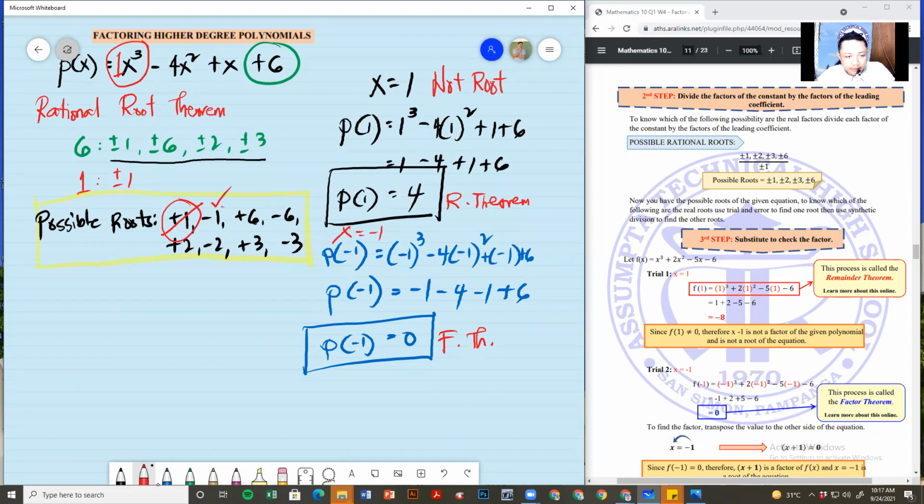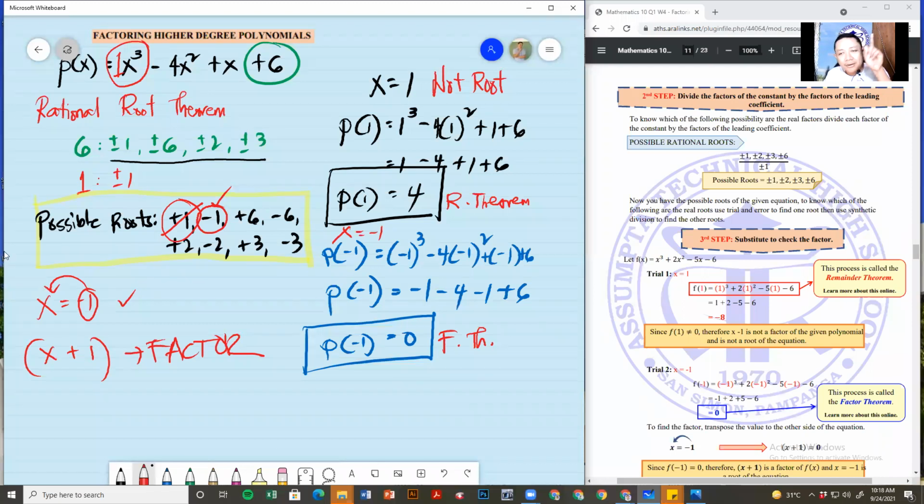Okay na to. This is 1. Finally, we got one factor. So, this is the root. Para makakuha na tayo ng factor, if this is x is equal to -1 and this is a factor theorem, transpose this to the other side, x plus 1 is equal to 0. So x plus 1 now becomes one of the factors, since this is a factor theorem. Got it? Okay.